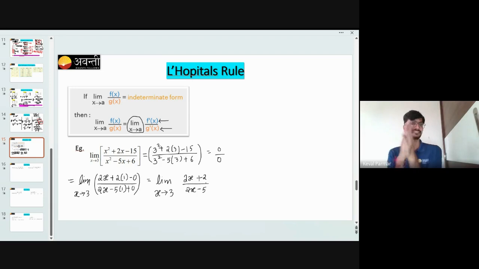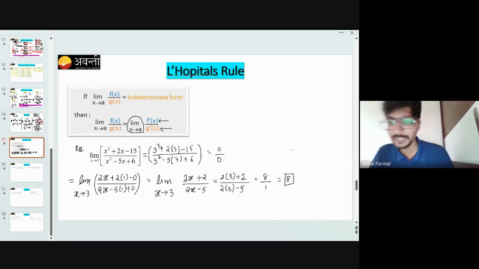So now, after simplification, my question becomes limit x tends to 3, 2x plus 2 upon 2x minus 5. Now, let us check by direct substitution. I guess it is not an indeterminate form, and very good. I have already answered in the comment section, which is 8. So let us see. If we directly substitute x equal to 3, I will get 2 into 3 plus 2 upon 2 into 3 minus 5. So 6 plus 2, 8 upon 6 minus 5 is 1, which is equal to 8. Super, very good. So my answer to this limit is 8.